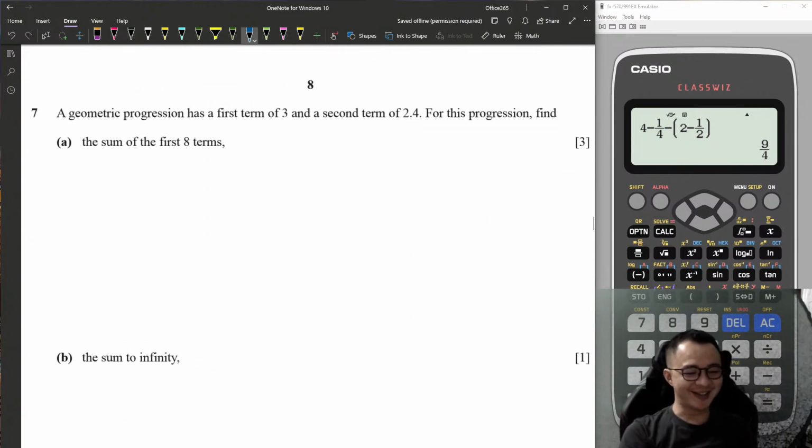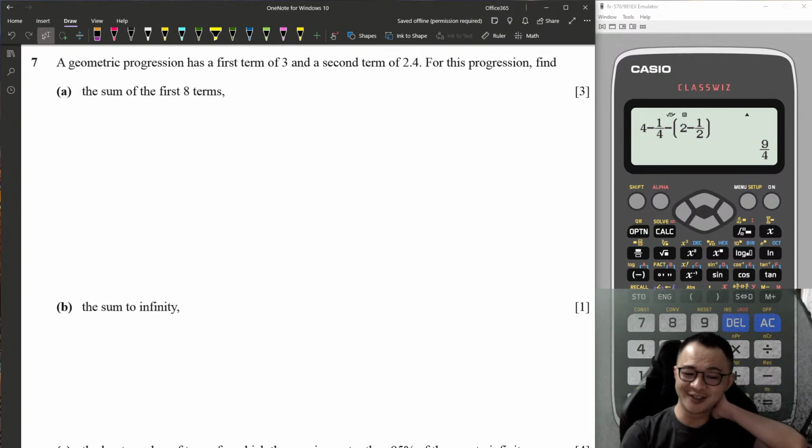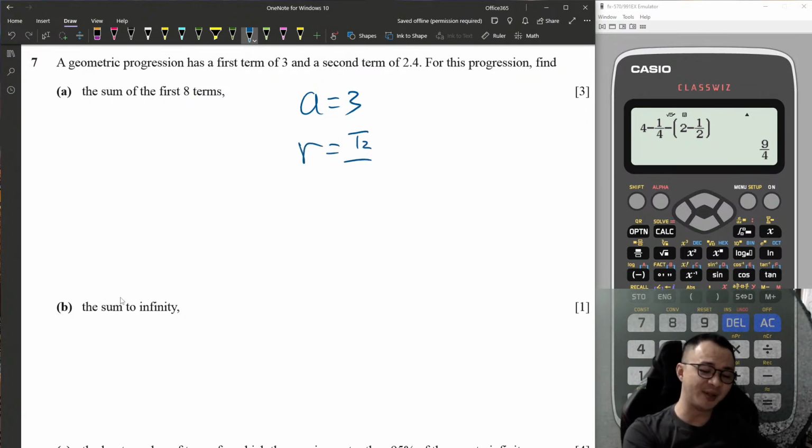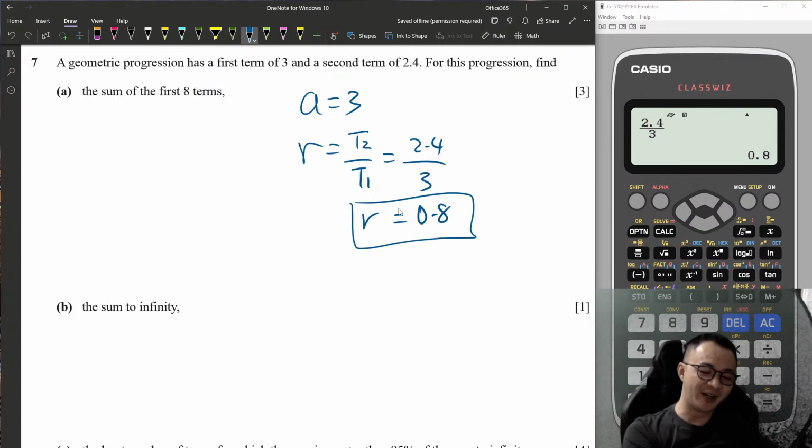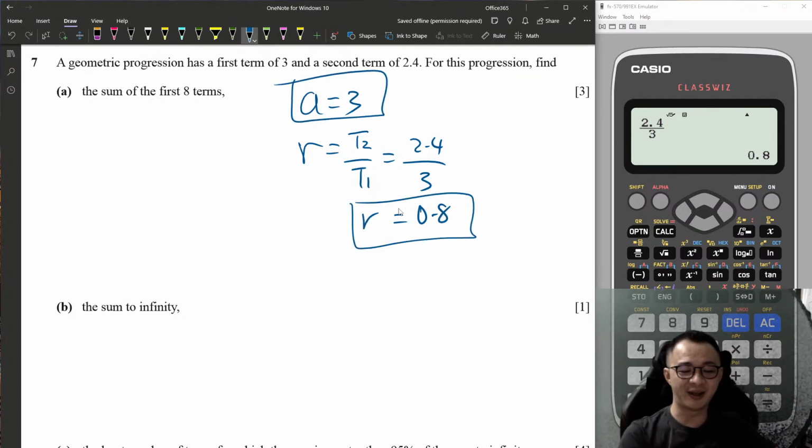Okay, next, 7. Yeah, quite fast progress today. Okay, good. A GP has the first term of 3, second term of 2.4, and the following terms it doesn't tell you. But it doesn't matter because the question already tells you it's a GP. I have 2 terms, which is good enough. Because the first term tells me a is 3. The second term can help me to find r, which is second term divided by first term, isn't it? Which is 2.4 divided by 3, which is 0.8, is it? Sometimes my brain cannot work. Yeah, it's 0.8. Okay, I got the r value and I got the a value. Then the whole thing suddenly becomes very easy.